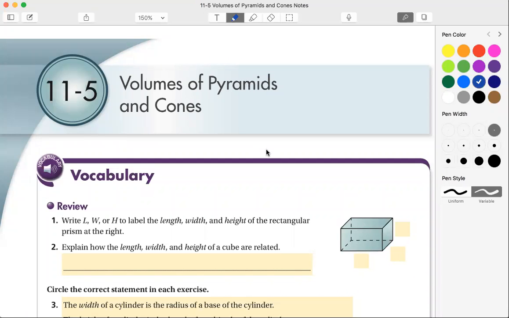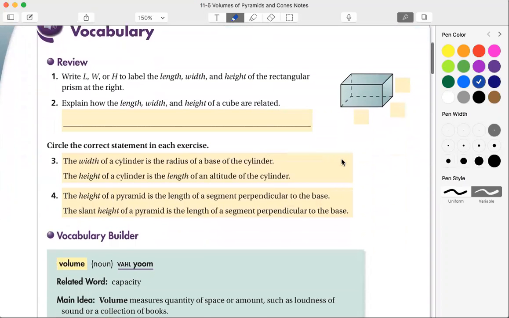All right, section 11-5, volumes of pyramids and cones. All right. So write LWH to label the length, width, and height of this rectangular prism. So I would call this the length, I would call this the width, and I would call this the height.